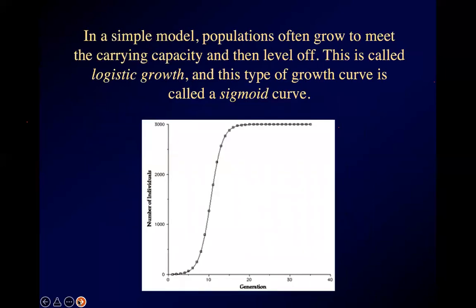So a simple model of how populations grow looks like this. Populations might grow for a while. They'll grow almost exponentially for a time, but then they will start leveling off and eventually level off at the carrying capacity. This type of growth curve, by the way, is called a sigmoid curve. Sigma means it's shaped like the Greek letter sigma, or in this case, it's shaped like the letter S.